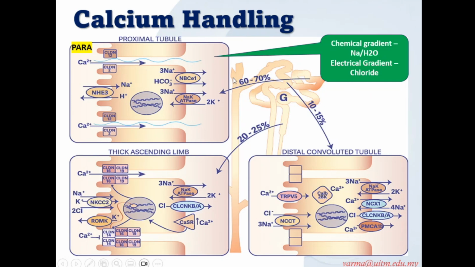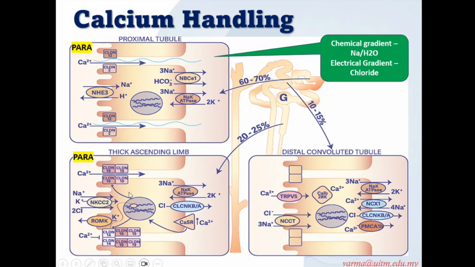So you just have to mention that in the proximal tubule, calcium is reabsorbed via paracellular diffusion, in which the chemical gradient is maintained via sodium and water reabsorption, and the electrical gradient is maintained via chloride reabsorption. If you can mention this, more than enough. 60 to 70% is reabsorbed in the PCT via paracellular diffusion, in which the concentration and electrical gradients are maintained by sodium and water reabsorption and chloride reabsorption respectively.